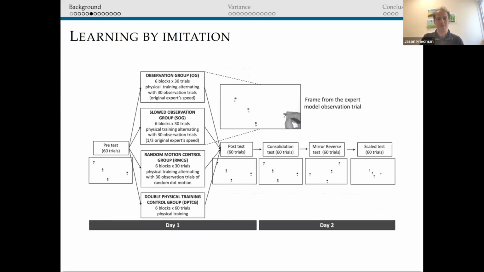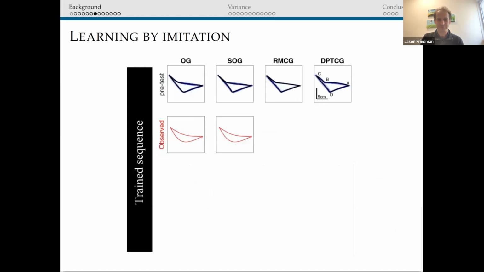And in this experiment we had 4 groups. We had 2 groups that observed an expert performing the task. This was someone who spent 12 days practicing this task, as opposed to just seeing random motion or just having double the amount of training. And then we did a similar protocol to some of the other experiments that have been presented in this session: a pre-test, post-test, and then we looked at consolidation after 24 hours.